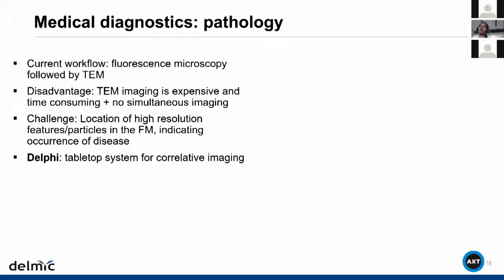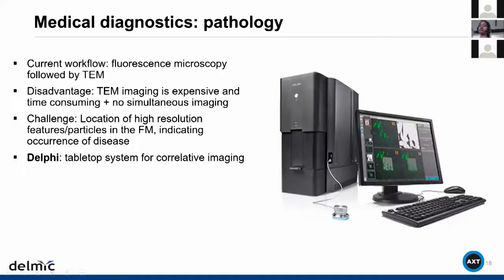And which then leads to the challenge that it's difficult to locate the high resolution features or particles in the fluorescence image, which are indicative of the disease, since it's not simultaneous. For this application, there is the Delphi, which is a tabletop system for correlative imaging, shown here. On the right, you see a computer screen and a keyboard, and on the left is the Delphi, the tabletop correlative imaging system.